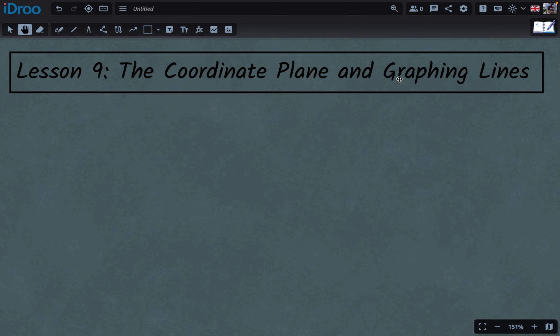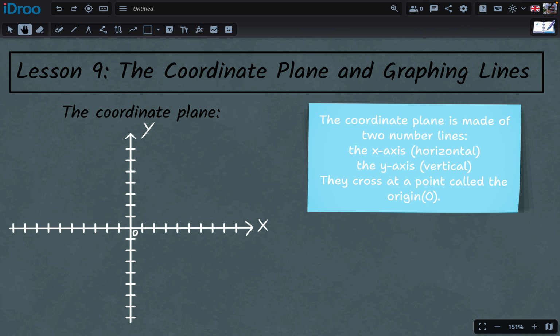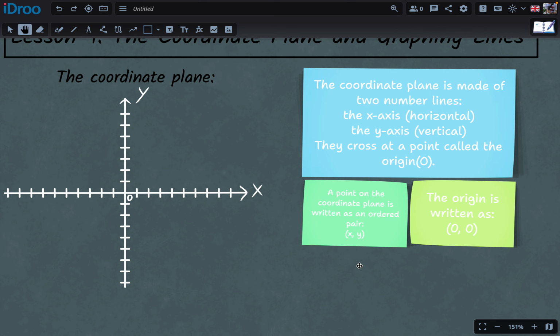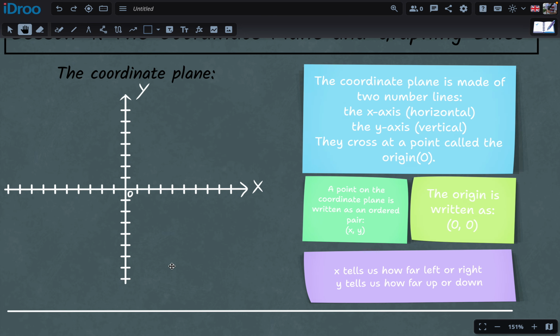So, the coordinate plane. The coordinate plane is made of two number lines: the x-axis, which is horizontal, and the y-axis, which is vertical. They cross at a point called the origin. A point on the coordinate plane is written as an ordered pair. First comes x and then comes y. The origin is written as (0,0), and x tells us how far left or right, and y tells us how far up or down.